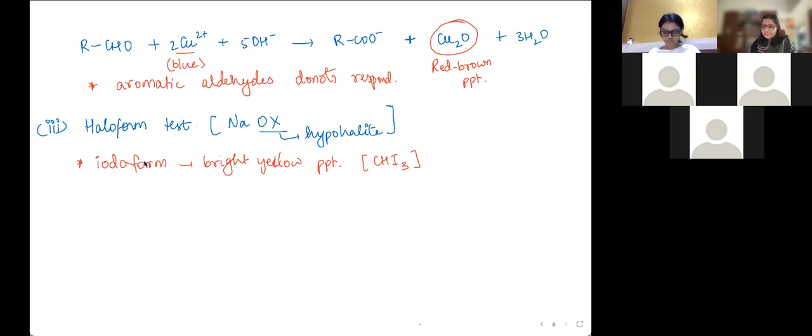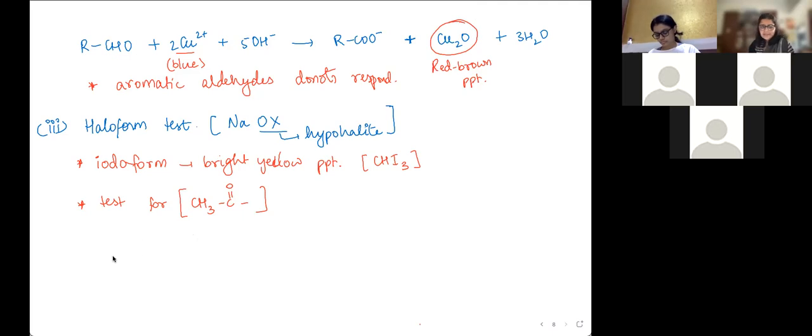Now coming to the test. This is used to test for the presence of a CH3CO group, that is, CH3 with a C double bond O. It could be an aldehyde, it could be a ketone, whatever it may be, but basically does the structure contain this particular set of atoms, CH3CO. If this is there, you get a positive result for the iodoform test. If this is not there, you don't.